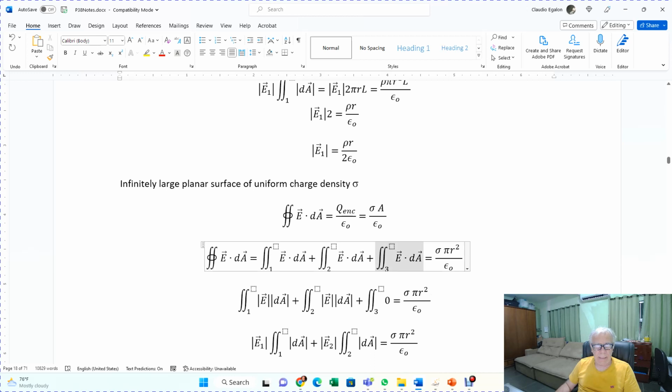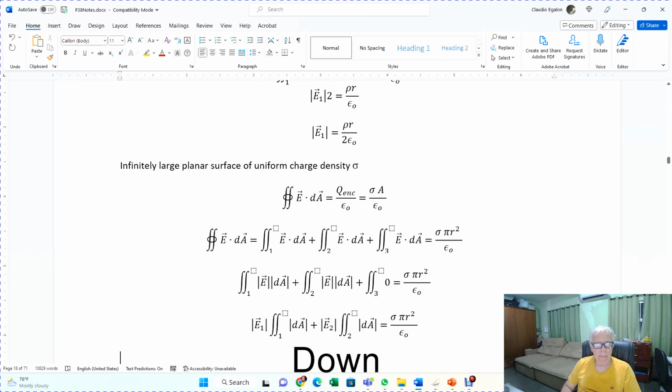The integral of the third surface is going to be 0 because this dot product is going to be 0. And we are left with this integral. One integral is going to be for the electric field 1. The other integral is going to be electric field 2. Okay.